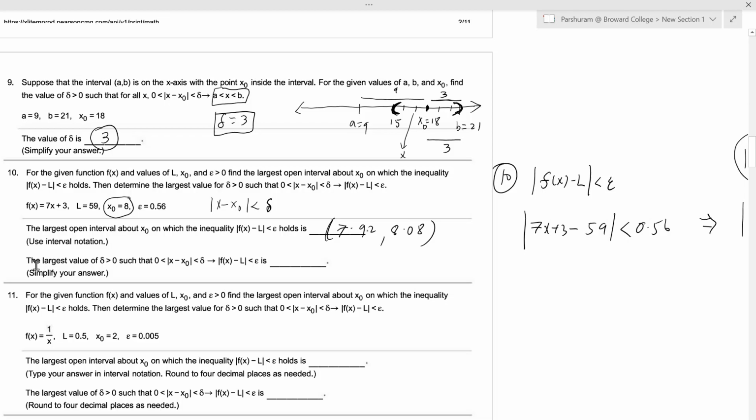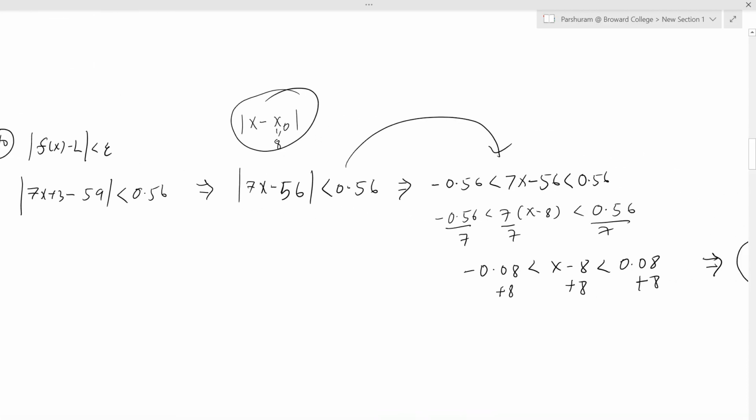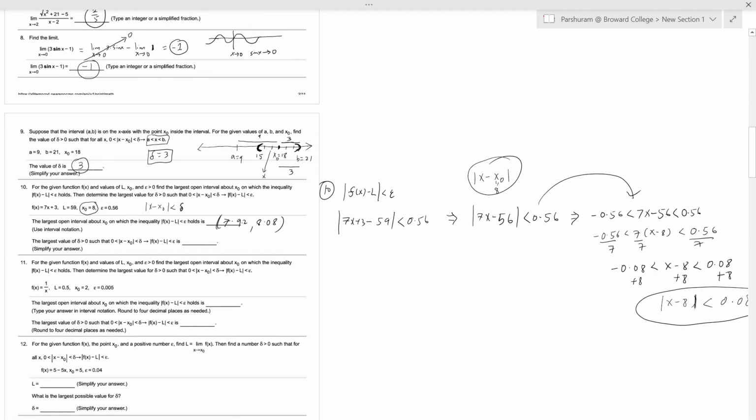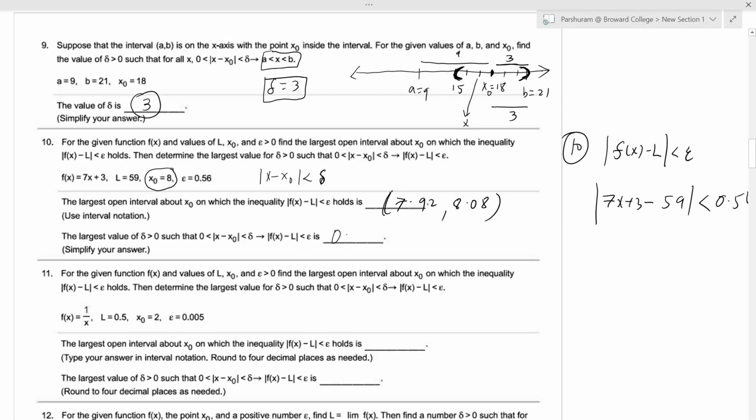For the second part, the largest value of delta is actually related. As you can see, this expression can be written as the absolute value of x minus 8 is less than 0.08. So this 0.08 can be taken as the value of delta. So we can answer part B, the value of delta, as 0.08.